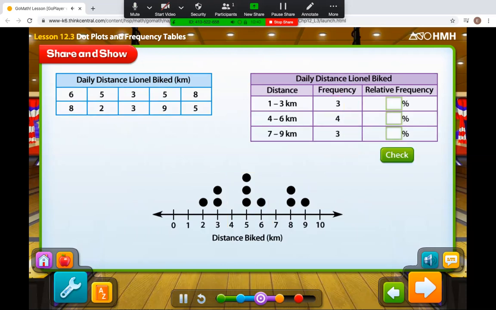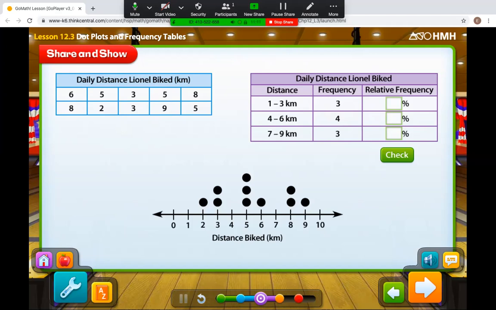Now find the relative frequency for each interval. So again, let me remind you, what is relative frequency? For finding out the relative frequency, I must divide each frequency by the total number of data values. Let's count here in the frequency column. What is the total we have? 3 and 4 is 7, 7 and 3 is 10. So we have a total of 10.